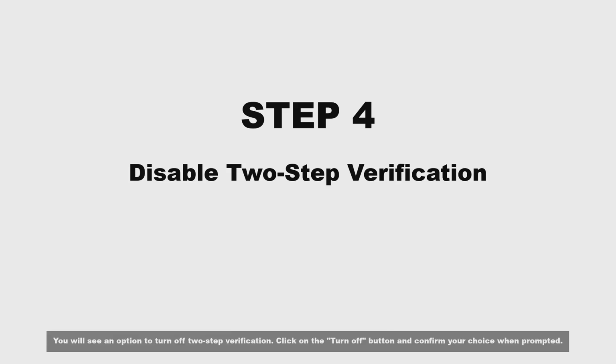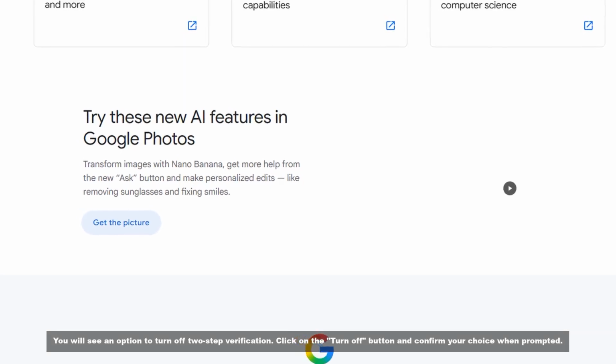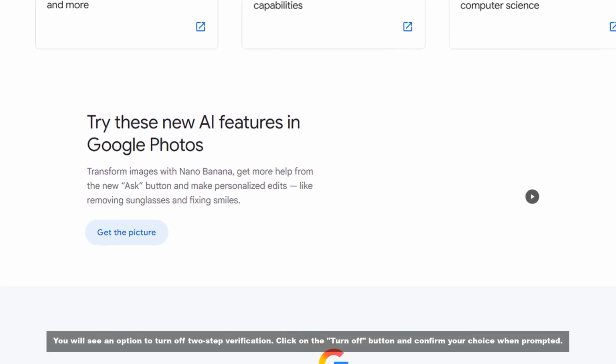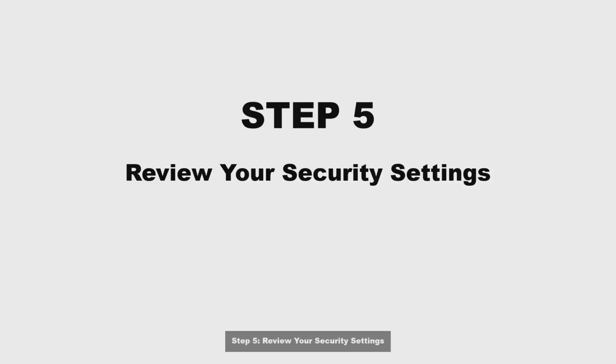Step 4. Disable two-step verification. You will see an option to turn off two-step verification. Click on the Turn Off button and confirm your choice when prompted.